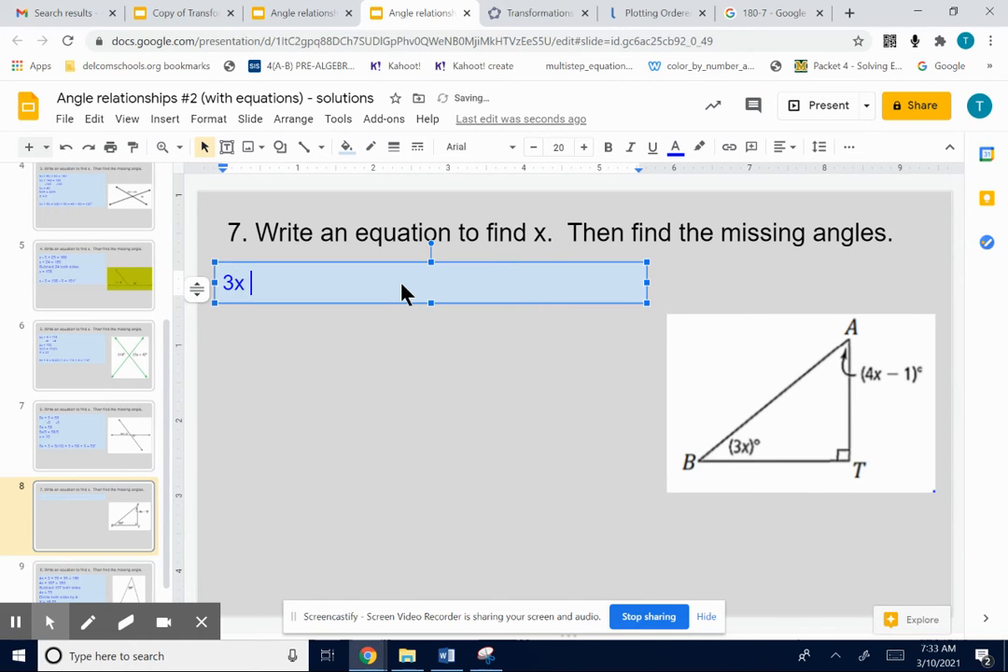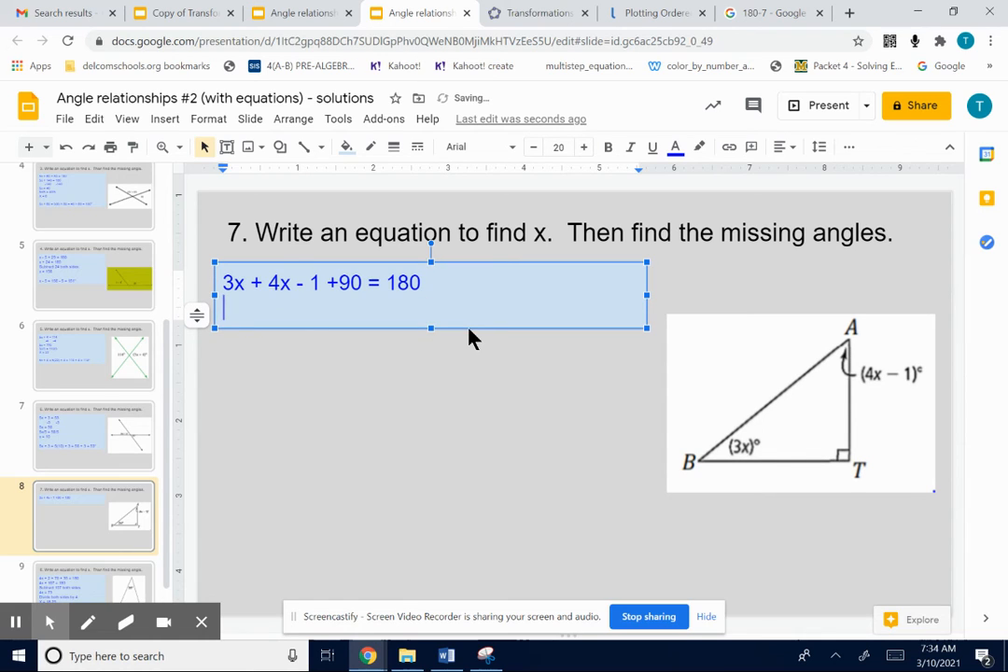So I'm going to say 3x plus 4x minus 1 plus, and remember that's 90, right? It doesn't say 90 degrees, but that little square means that that's a 90-degree angle. So all of those angles added up, 3x plus 4x minus 1 plus 90, would have to equal 180 altogether.